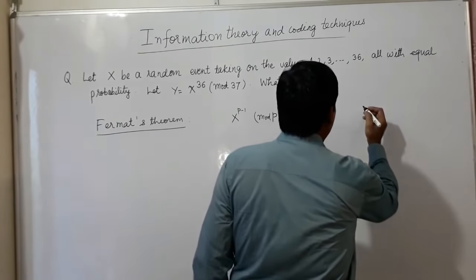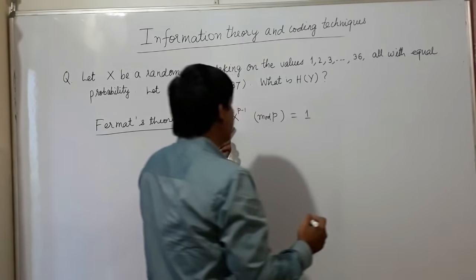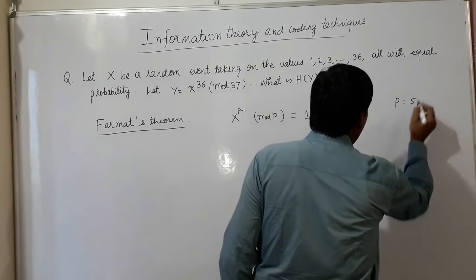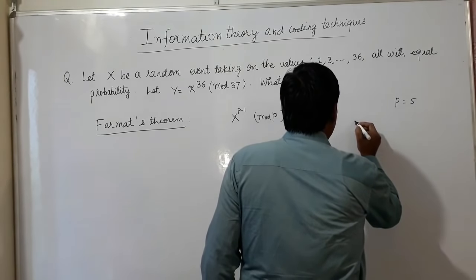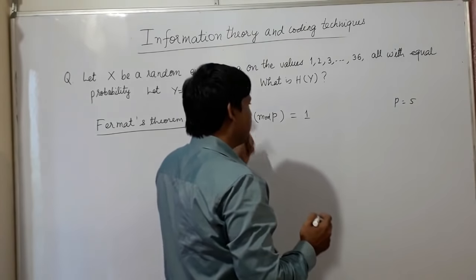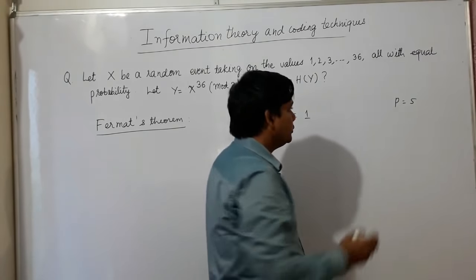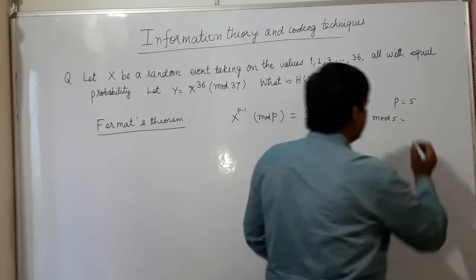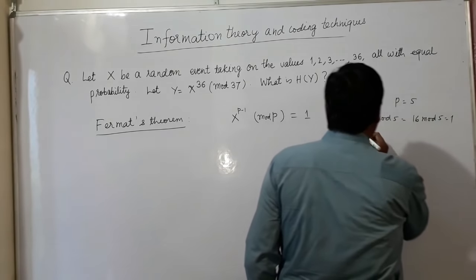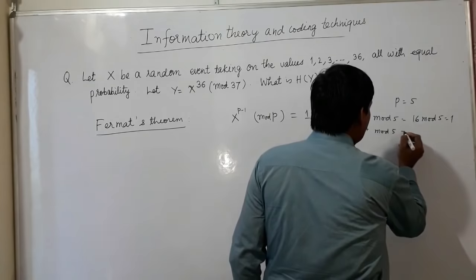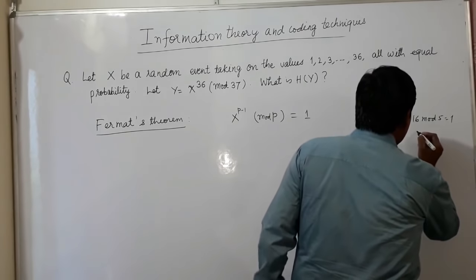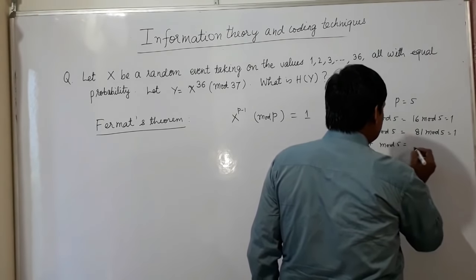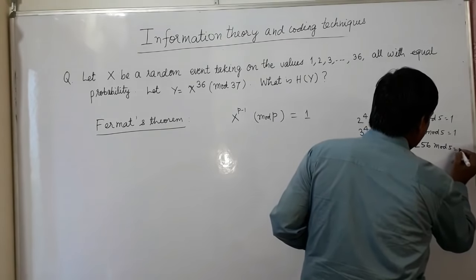Here x should be less than p. For example, you can take p as 5, and x to the power p minus 1. So 1 to the power 4 is 1. 2 to the power 4 mod 5: 2, 4, 8, 16, and 16 mod 5 is 1. If you take 3 to the power 4 mod 5, it will come out to be 81 mod 5, which is 1. 4 to the power 4 is 256, mod 5 it will be 1, you can see here.